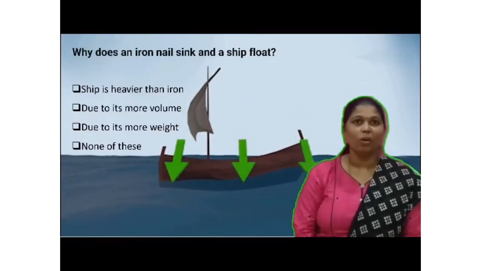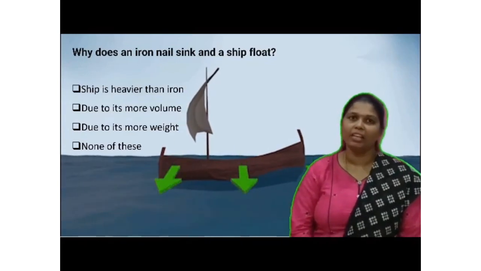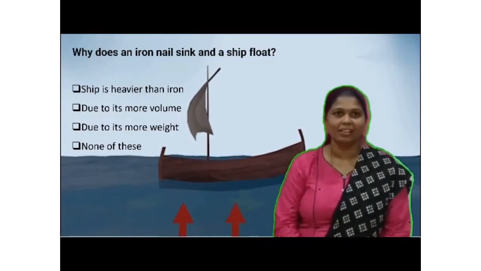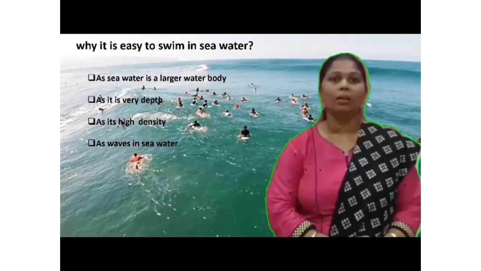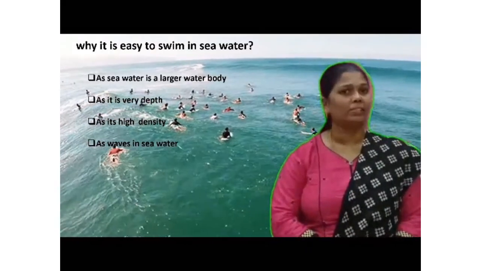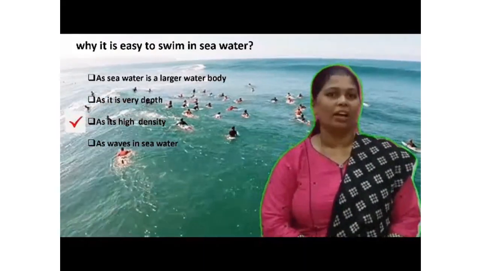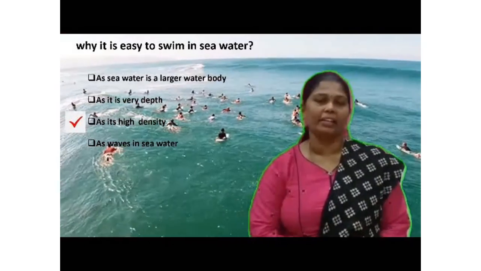First question is, why does an iron nail sink and a ship float? Yes, due to its more volume. Your second question is, why is it easy to swim in seawater? The correct answer is, its high density.